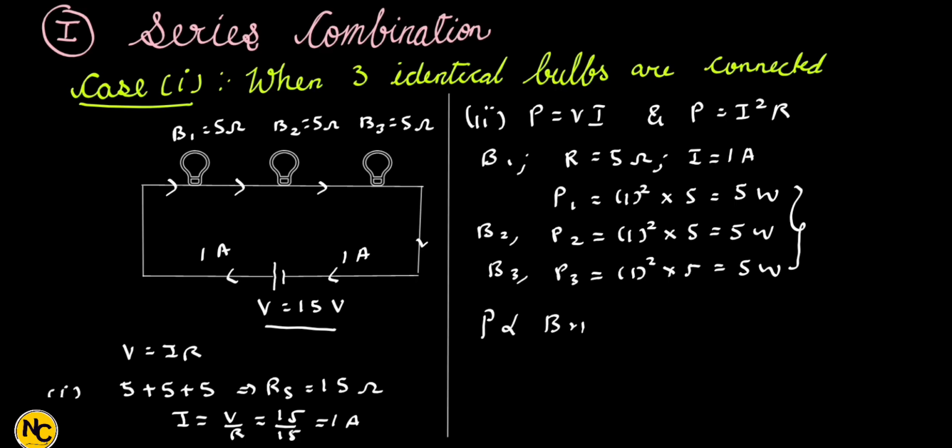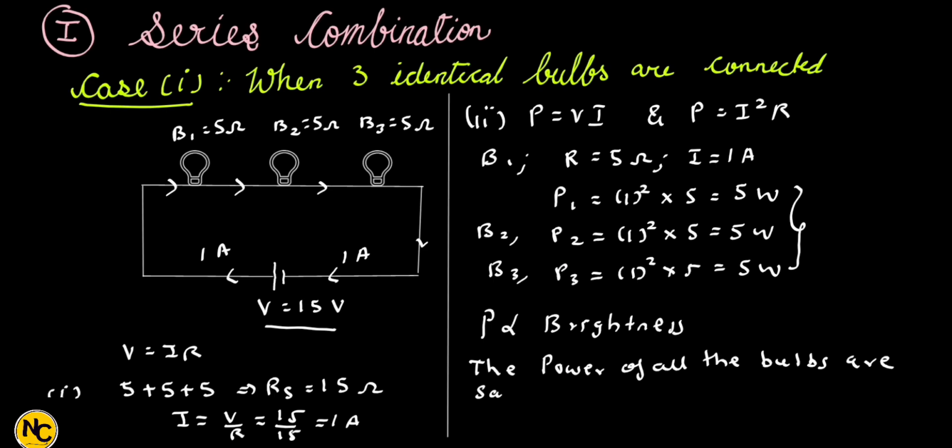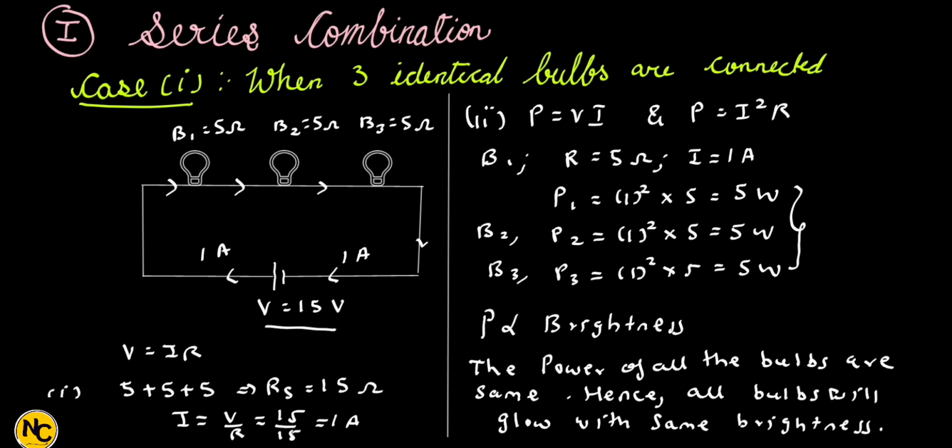So in this case we can see that the brightness of all the bulbs is the same, hence all bulbs will glow with the same brightness. But there are many students who ask that the first bulb will glow brighter, the second will glow less, and the third will glow least bright. So to solve this confusion, we will take case number 2.